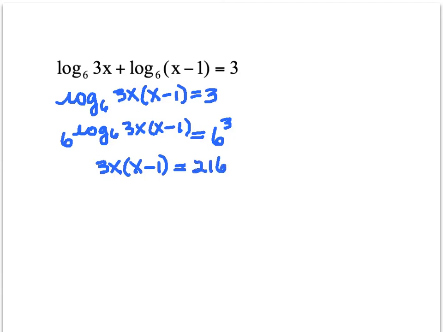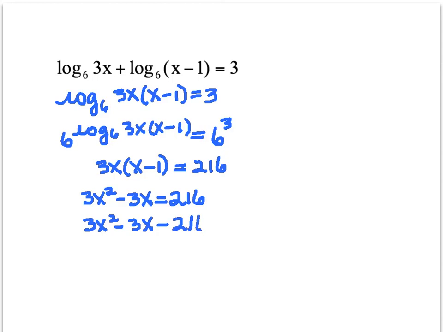I now have myself a quadratic equation. 3x times x will be 3x squared. 3x times negative 1 is minus 3x, equal to 216. I'm going to subtract the 216 from both sides, and so 3x squared minus 3x minus 216 is equal to 0.